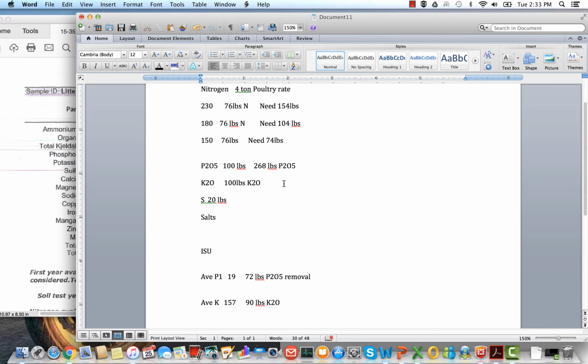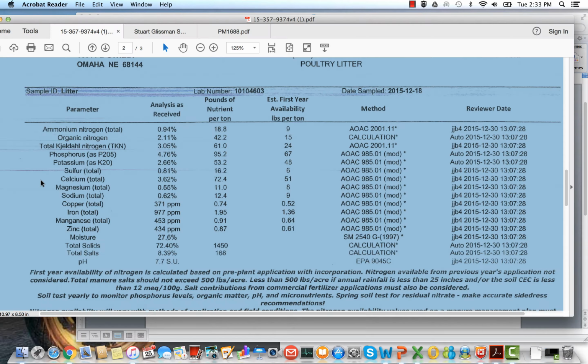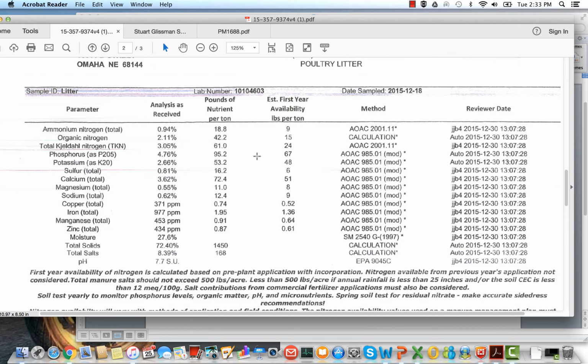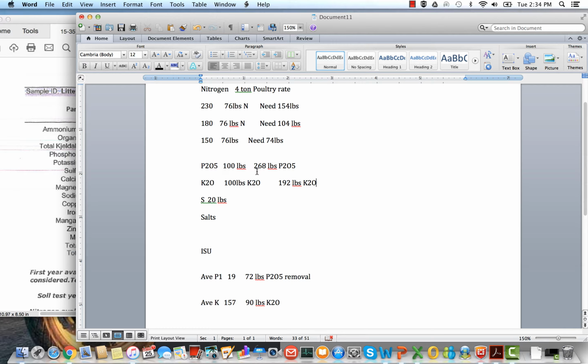And that's going to allow us to build, and we wanted to build this a little bit because we're averaging 19. We'd like to average a little closer to 25. K2O. So 48 times 4 is going to be 192. Which looks awful large also compared to this 100-pound rec. But again, this is a corn bean rotation.